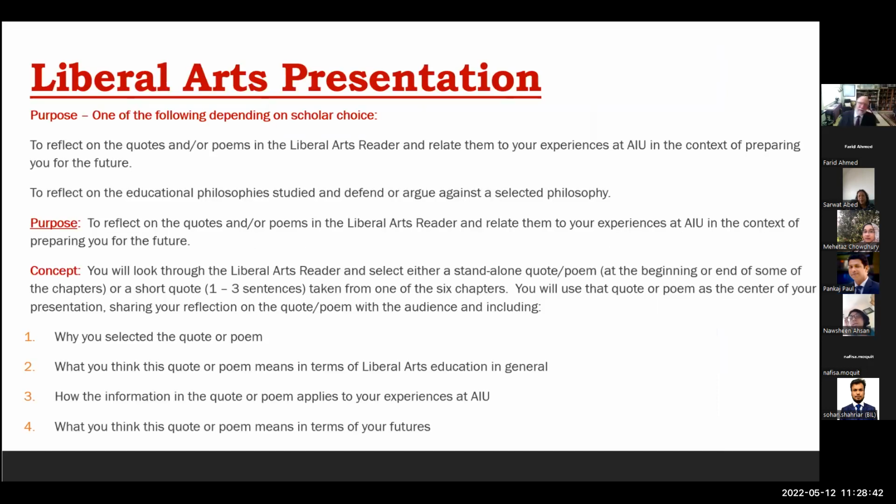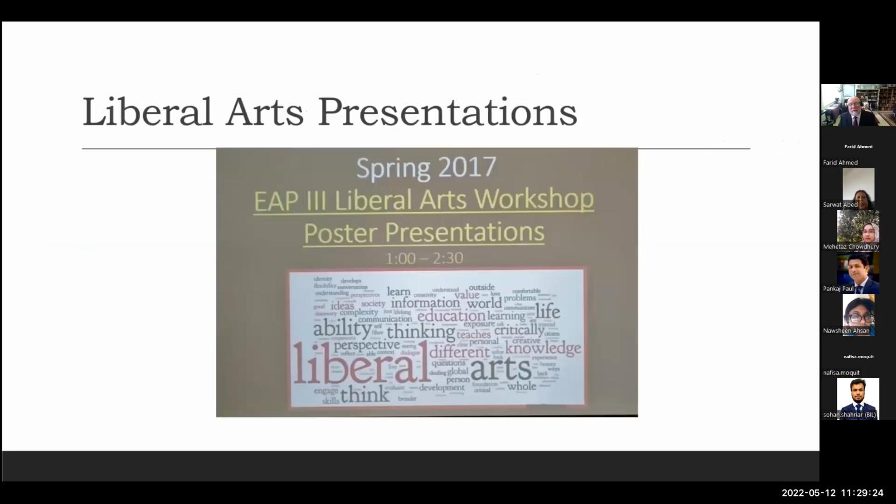Our assessment, per se, now we also do focus groups and things, but what do they have to produce at the end? What is the artifact of success? We usually do this as a team project because we have like 180 young scholars at a time. They have to go through the text that we assign them to read, and they have to find a quote or a poem, and then they have to tell us what they think this quote or poem means in terms of liberal arts education in general, how it applies to their experiences at AIU, and then what they think it means in terms of their futures. And then they do a presentation.